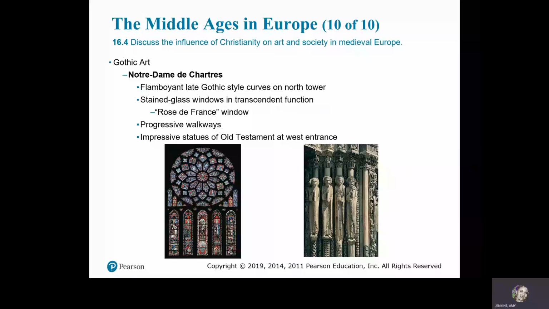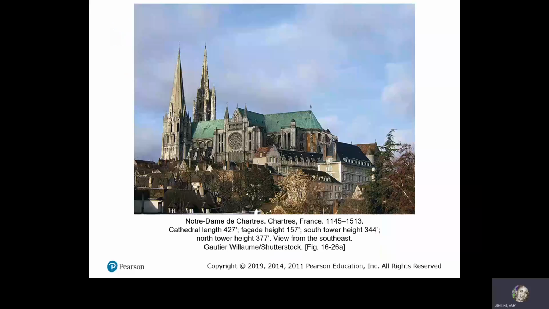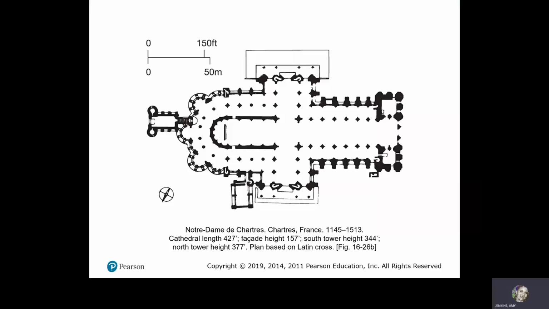At Notre Dame de Chartres, we have the flamboyant late Gothic style curves on the north tower. We have stained glass windows with a transcendent function. The Rose de France window, which you can see there on the lower left. There are processional walkways and impressive statues of the Old Testament at the west entrance, which you can see there on the right. So we have the flying buttresses that bring light into Notre Dame de Chartres. The floor plan.